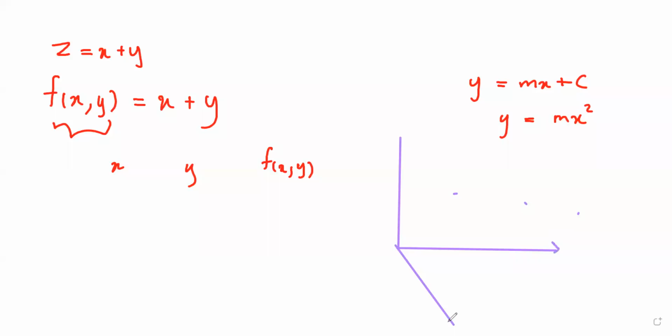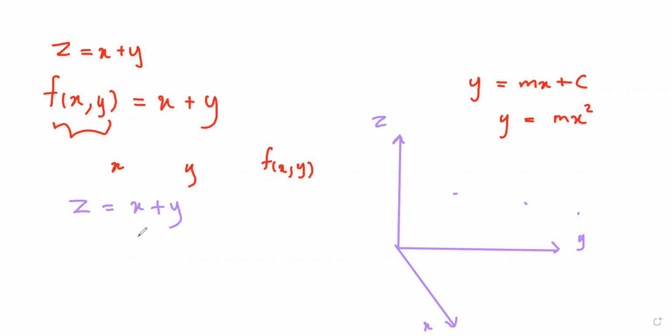So let's mark it like this. This is x, this is y, and this one is z. So here comes the question: how to start the graph? Actually, we don't know how to do this. So z is equal to x plus y. Let's write it like this.